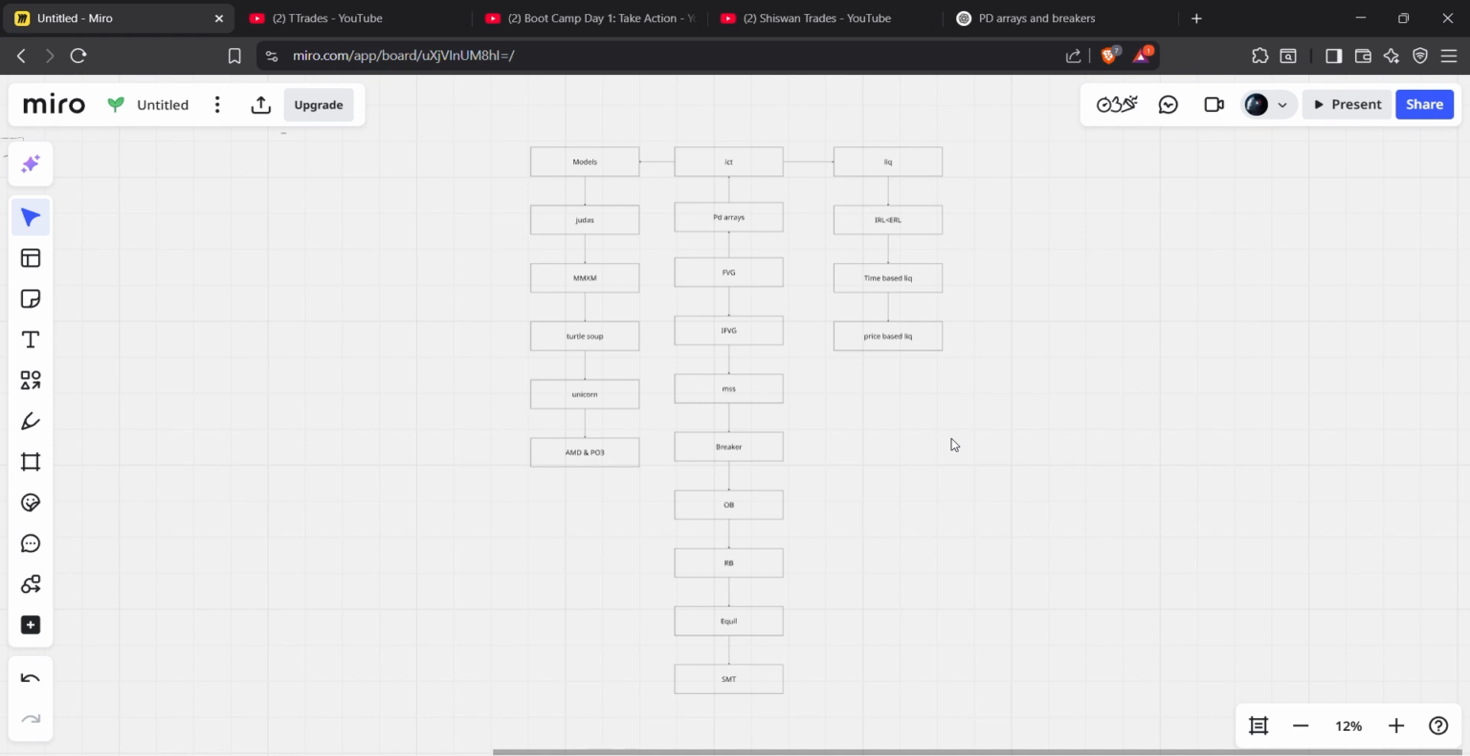So in that video, I classified ICT concepts in three different parts: PD arrays, liquidity, and models. Those are the three main things, and those are the things that we're gonna discuss.